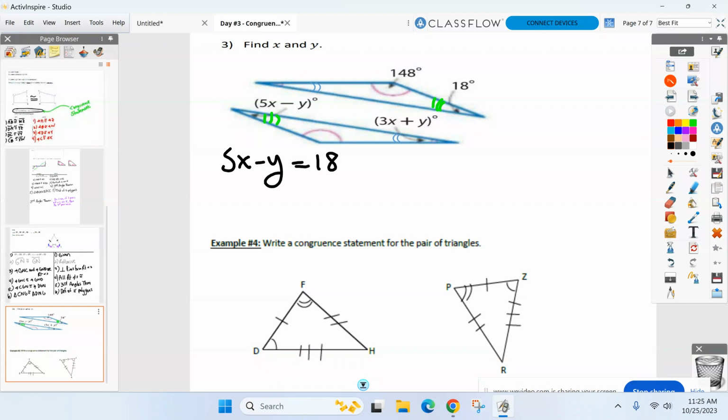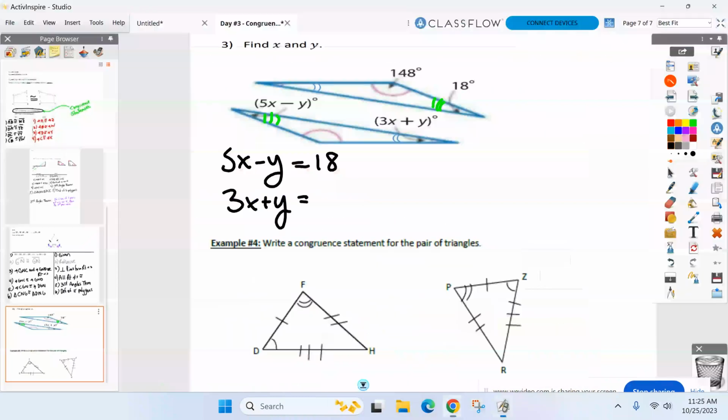Everyone's good there. Now, I'm not going to write 148 equals 148. That's not going to help me. But I can write 3x plus y equal to, now I know I didn't fill this in, but I think you guys have enough knowledge to find that missing angle. I hope anyway. So the 3x plus y will correspond with, what's the degree measure of that missing angle on the top triangle?